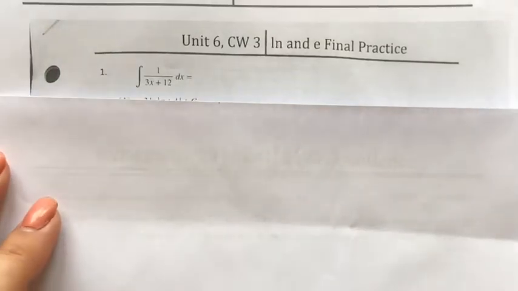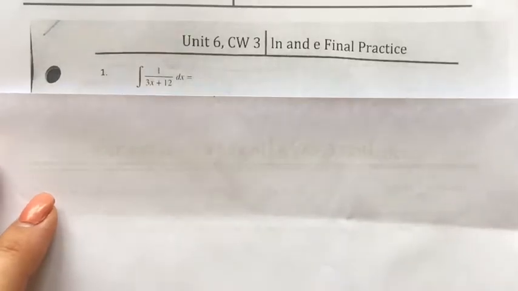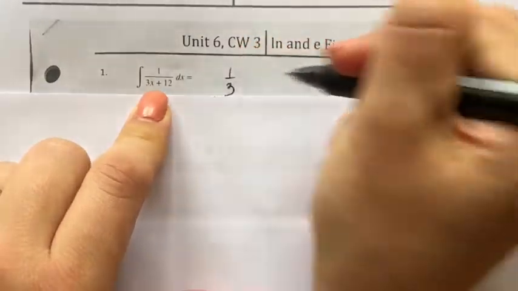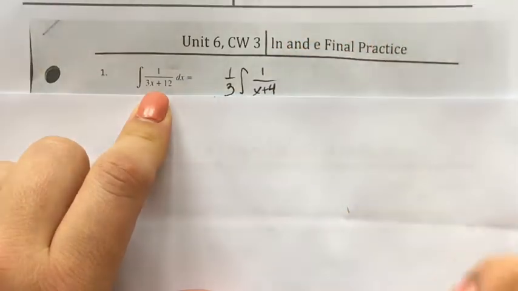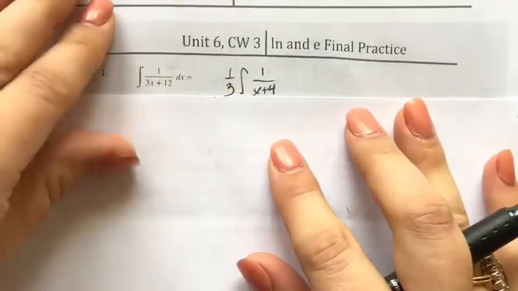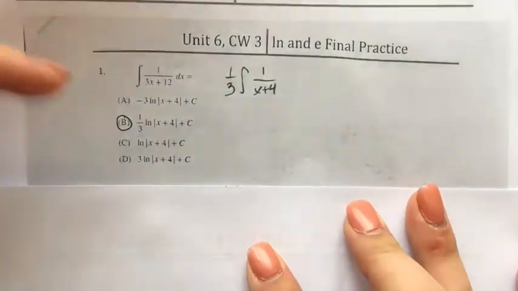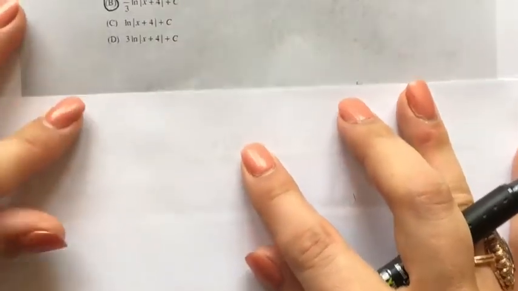This is part 1 out of 2, so I think I'm going to go over the first 8 or so of these. To integrate this, you see how there's a common factor in the denominator? So pull that out. You get 1 over x plus 4. Okay, and then integrate that. So you should get b. Okay, let's do this next one.